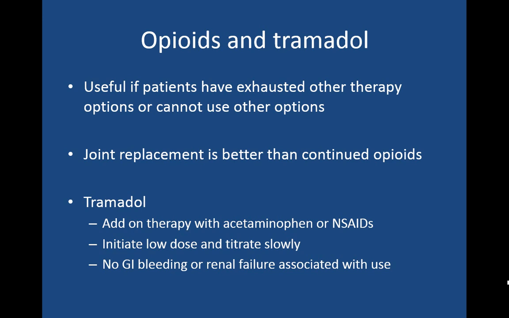Opioids, the take-home message here is that it's better to get your joint replaced than continue an opioid long-term. Okay? They're not recommended routinely for patients who have OA. There is some evidence to say that tramadol might be useful as add-on therapy with acetaminophen or NSAIDs. So if you had that patient with really high GI risk and also had cardiovascular risk, you might do acetaminophen and tramadol. That might be a useful combination for that patient.